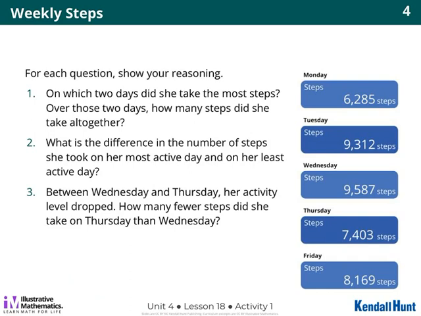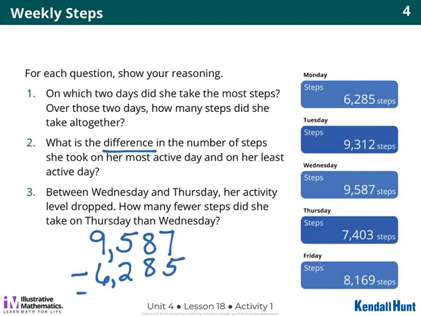That makes me happy. Okay, number 2, we said you had to subtract, right? What were the 2 numbers you had to subtract? 9,587. Hold on, 9,587 minus 6,285. Good job. All right.